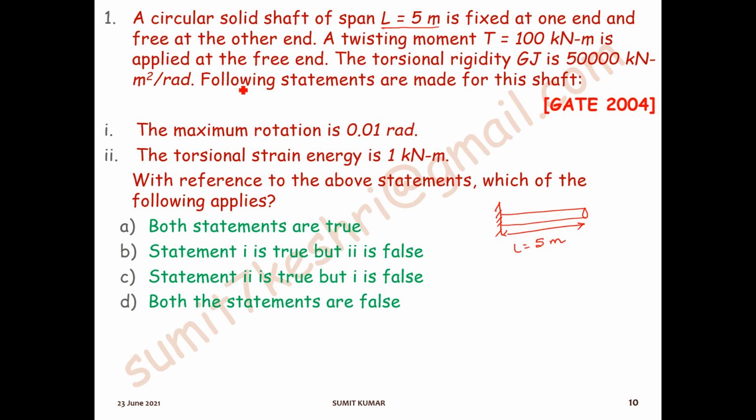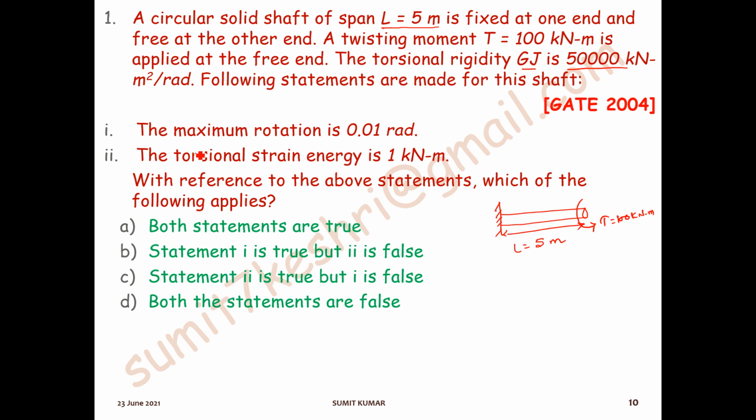At the free end, a twisting moment T equal to 100 kilonewton meter is applied, and the torsional rigidity GJ is 50,000 kilonewton meter square per radian. There are two statements given, statement number 1 and 2, and with reference to them we have to select the options.